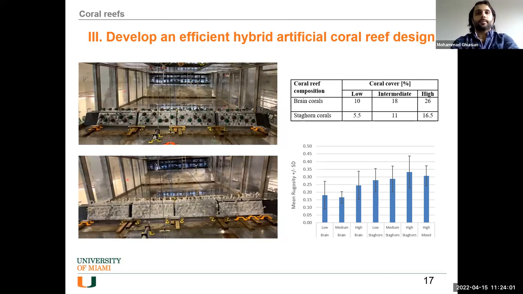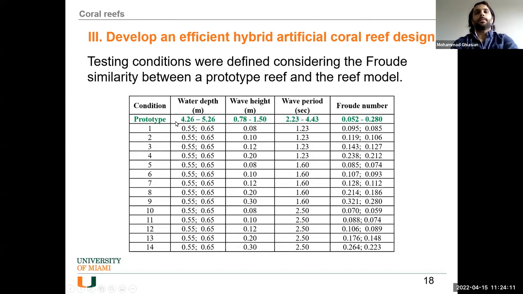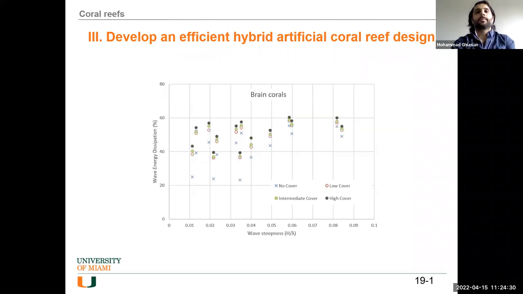And then also the rugosity of the model with corals was again quantified by the total number of the corals that we have on the reef. The testing condition again was defined based on the similarity of the Froude scale between the model that we had and the reef model. I should mention that the scale of the experiments was 1 to 10 compared to the prototype reef.